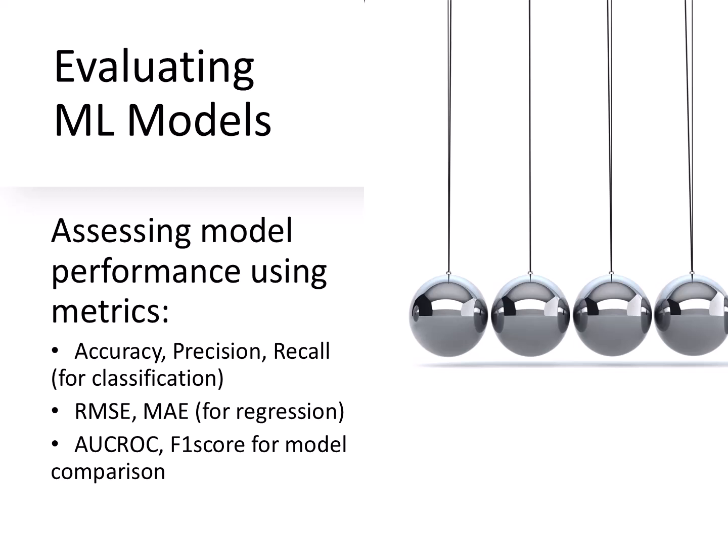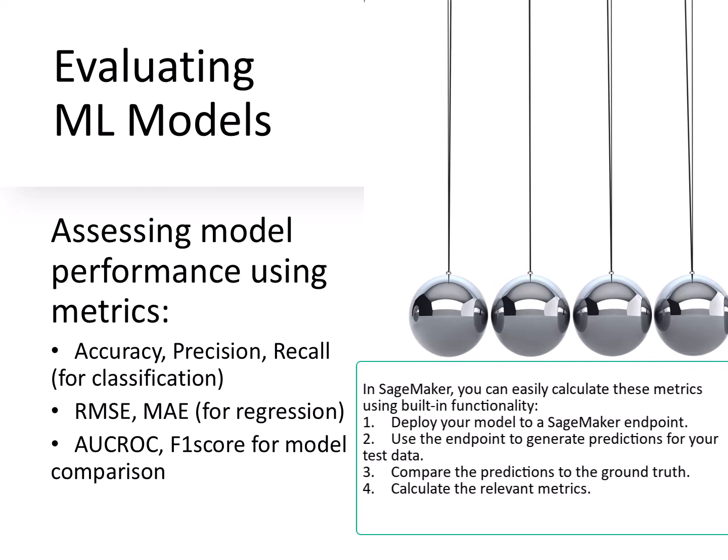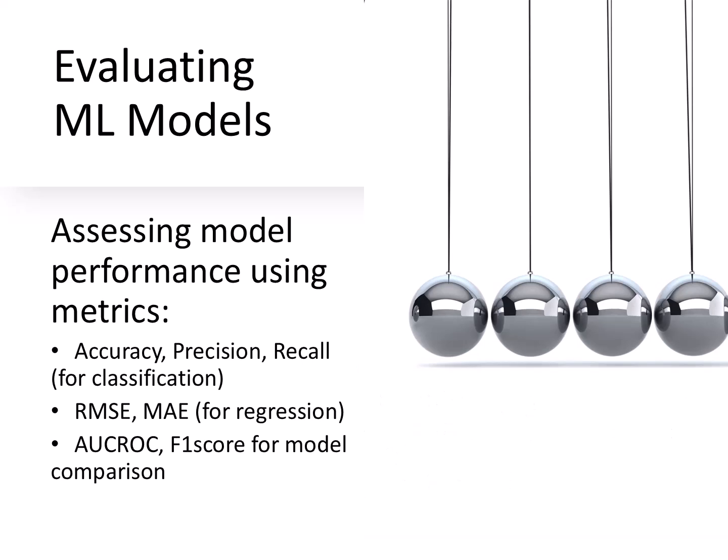In SageMaker, you can easily calculate these metrics using built-in functionality. Deploy your model to a SageMaker endpoint, use the endpoint to generate predictions for your test data, and then compare the predictions to the ground truth and calculate the relevant metrics. Alternatively, you can use the SageMaker Processing feature to run evaluation code as a separate job. Remember that the best metric depends on your specific use case. For a fraud detection system, recall might be more important than precision because the cost of missing a fraudulent transaction, a false negative, is higher than the cost of investigating a legitimate transaction, a false positive.